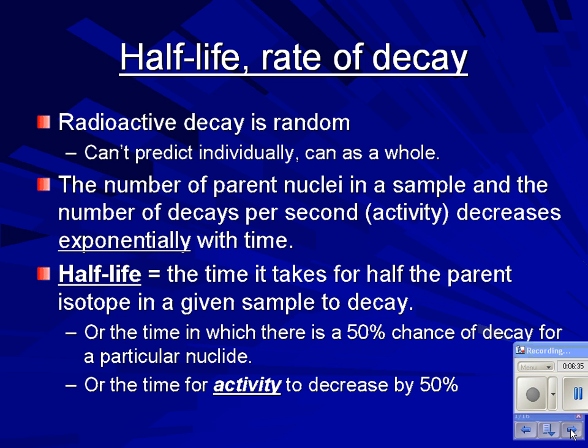So I have a certain number of decays per second happening. How long would it take for that rate to be 50% less? That would be the half-life. Or if I have one nucleus of this stuff, how long would it take before I would have a 50% chance of that thing decaying? That's probably the least common definition of half-life. The most common definition of half-life is the time it takes for half of the parent isotopes to decay, or the time it takes for the activity to decrease by half.